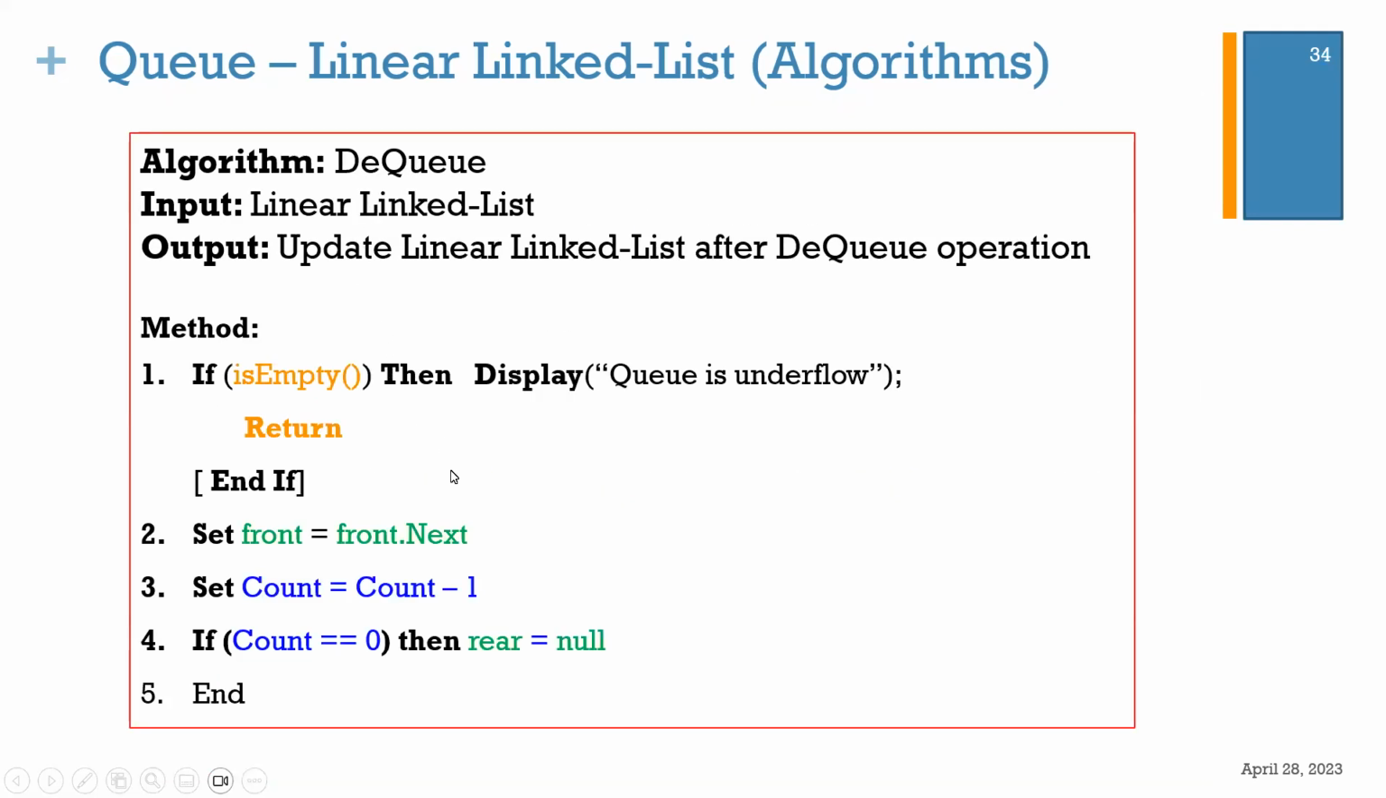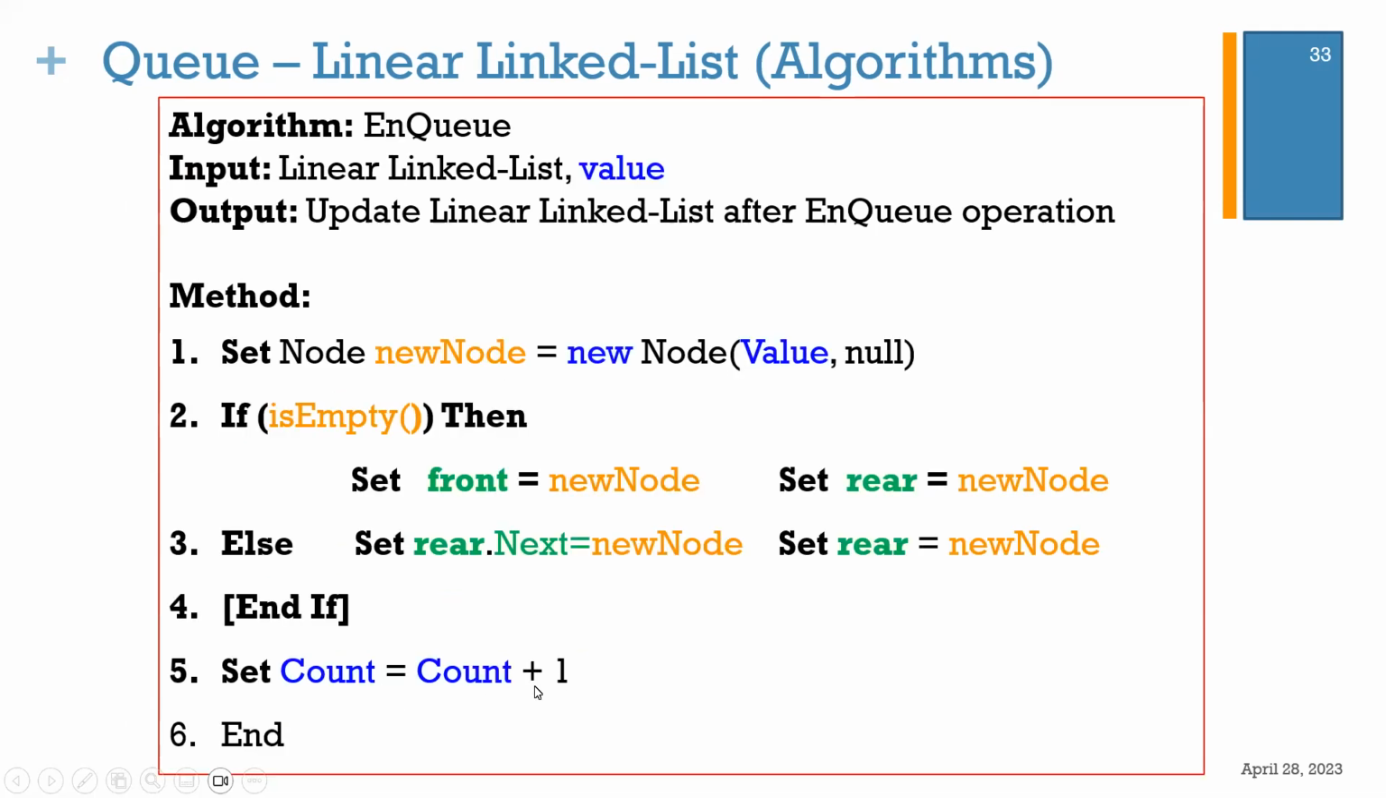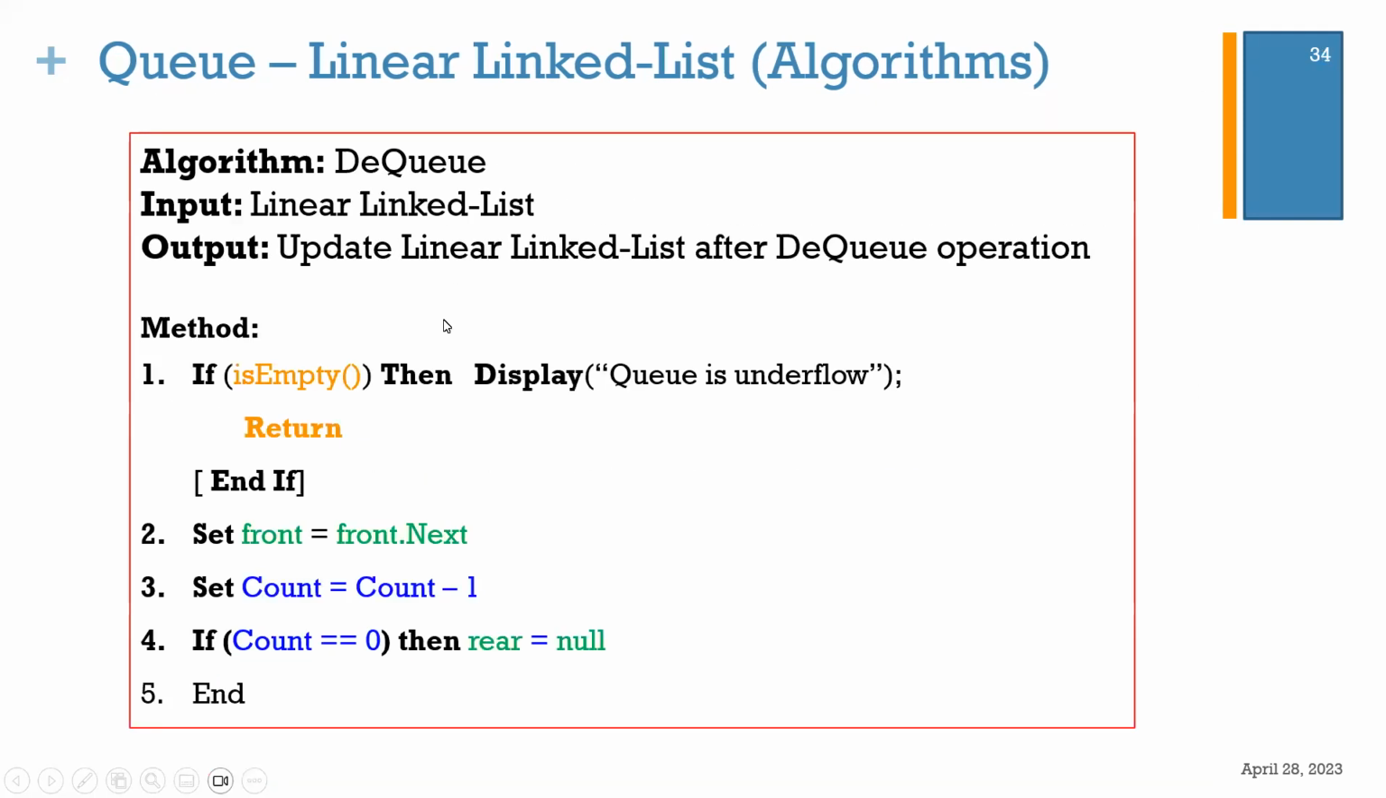For DQ, to remove the element from first, just move front to front.next, and then decrement count by 1. Here, if count equals 0, then rear equals null. Don't forget count equals count plus 1 for NQ, and for DQ, just count equals count minus 1.